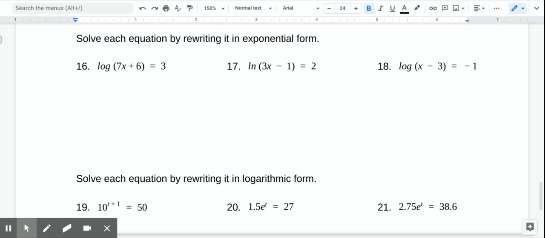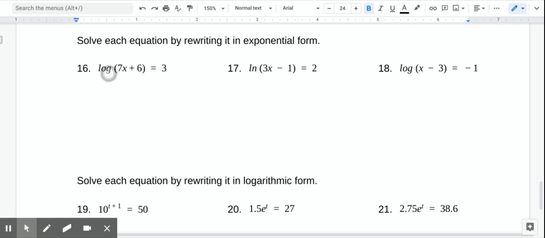So what we're going to finish up with here is solving some equations using these logs and exponents kind of interchangeably. So if we have an equation like number 16, log of 7x plus 6 equals 3, if we want to solve this for x, we're taking the log of this thing. So it's not like we can subtract 6 or divide by 7. We have to get rid of the log. And the way we do that is by writing it as an exponent.